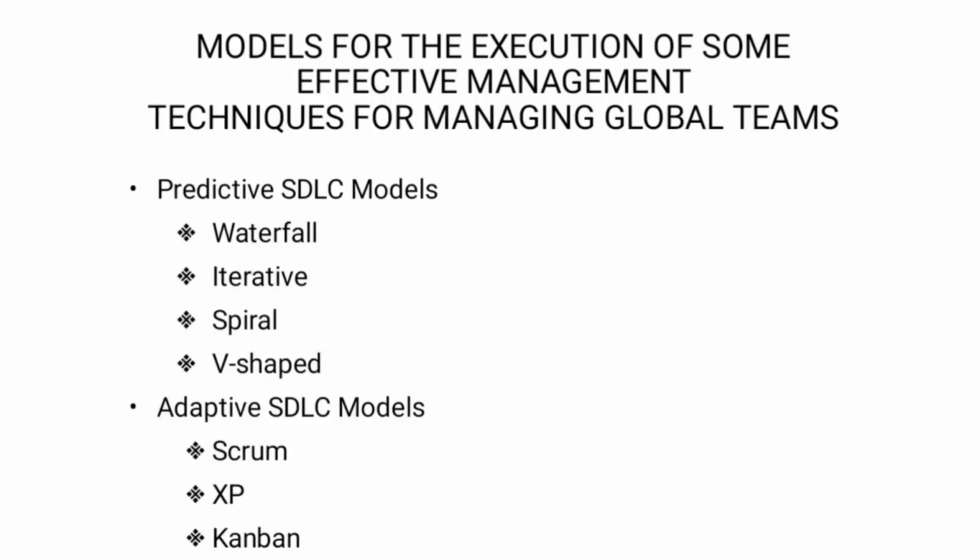Morning. I am going to present the topic, models for the execution of some effective management techniques for managing global teams. In this, there are two types of software development life cycle model. One is predictive, another one is adaptive. The predictive software development life cycle model contains four models: waterfall, iterative, spiral, and V-shaped. The adaptive software development life cycle model contains three models: Scrum, XP, and Kanban.